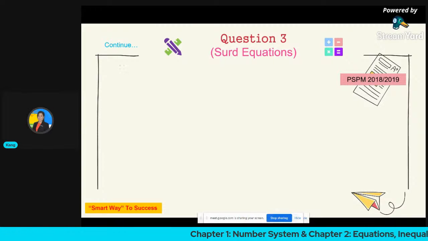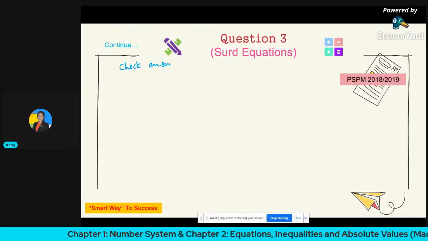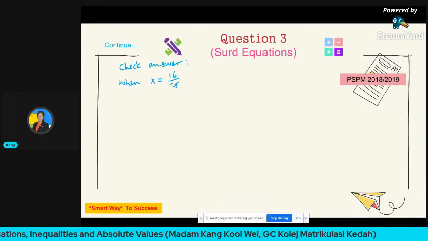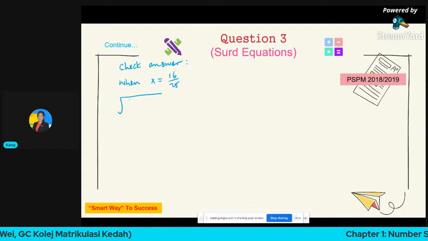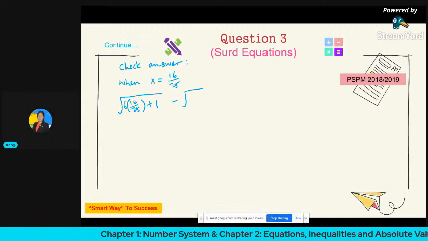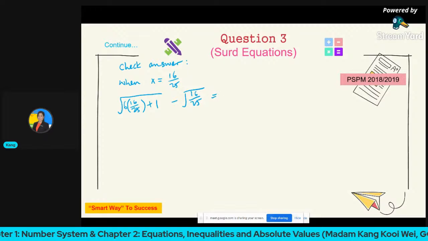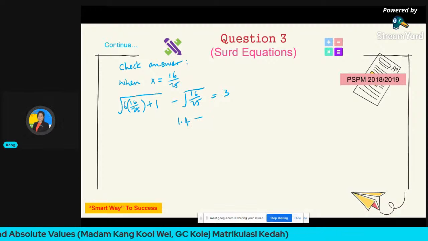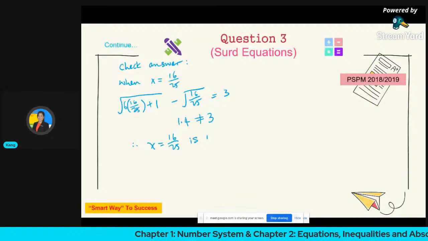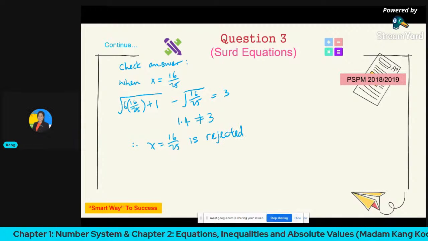So for checking the answer, we need to substitute our x equal to 16 over 25 into the original equation, the equation in the question. Surd 6 times 16 over 25 plus 1 minus surd 16 over 25 equal to 3. Then we calculate this left hand side, you get 1.4. It is not equal to the right hand side. So x equal to 16 over 25 is rejected. It is not the solution for this question.